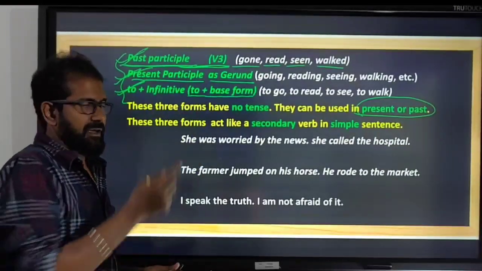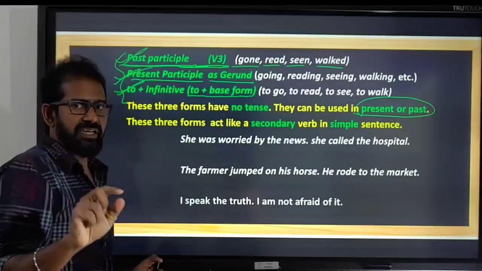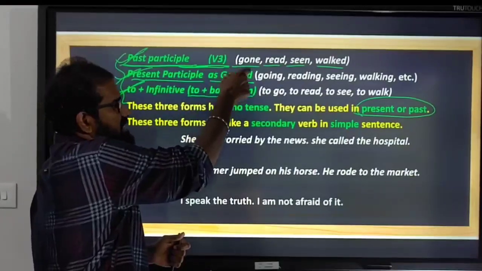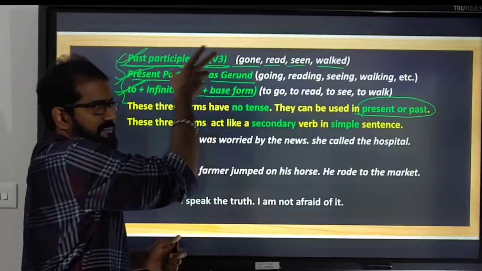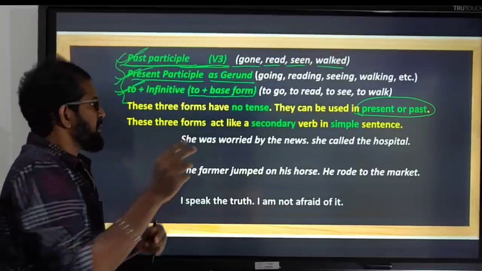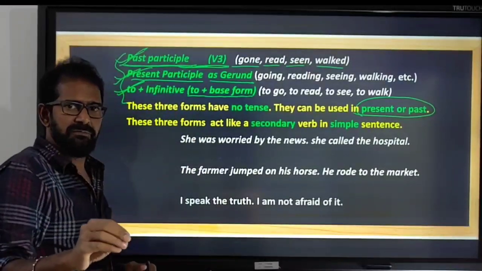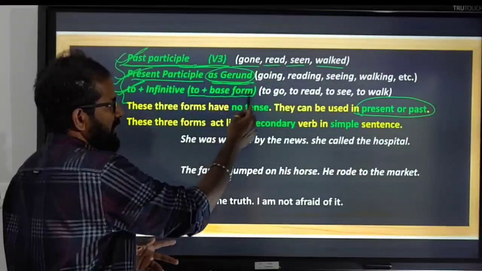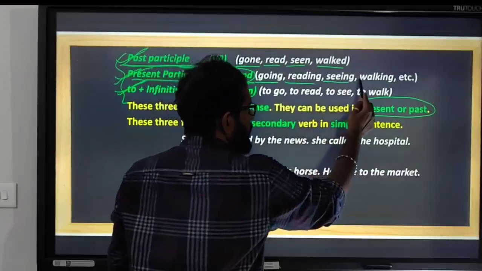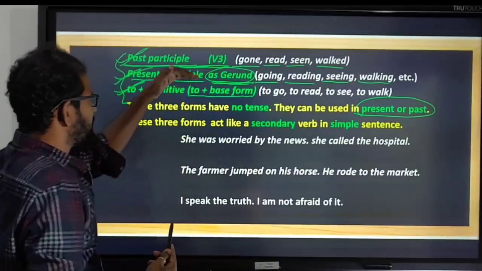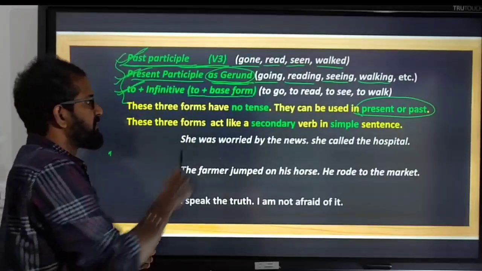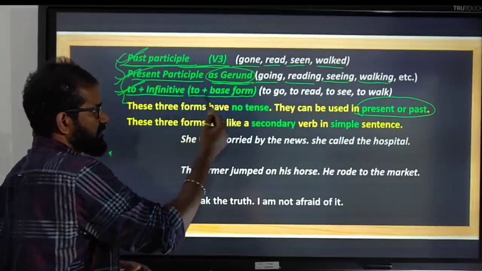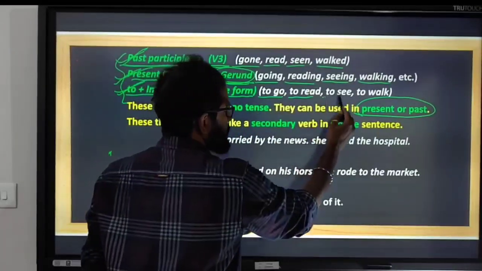Present participle as a gerund. Present participle we used previously for all continuous tenses. Here, present participle we use as a gerund. What is a gerund? It functions as a noun, though it is a verb. The form is a verb, but functions like a noun, so it is called a gerund, like going, reading, seeing, walking. Next, to infinitive. To infinitives are like to go, to read, to see, to walk.